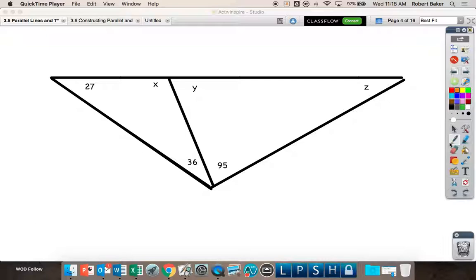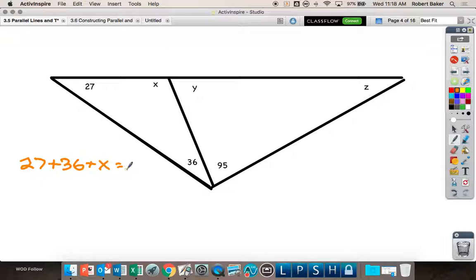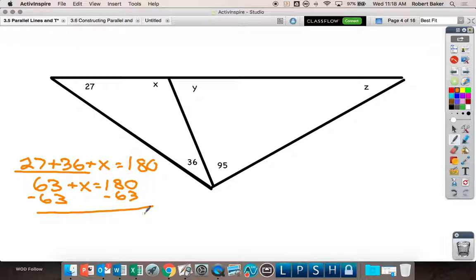And x, so 27 plus 36 plus x should all add up to 180. Combine like terms: 27 and 36 make 63. Subtract 63 from both sides. What is it? 117. Oh, we have a debate. 117 is correct.